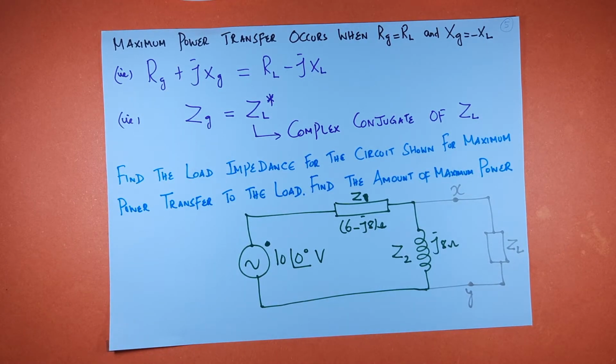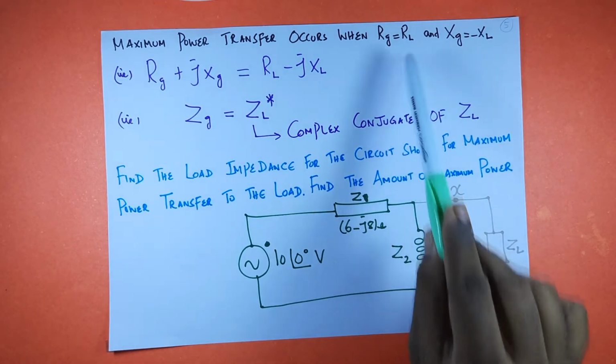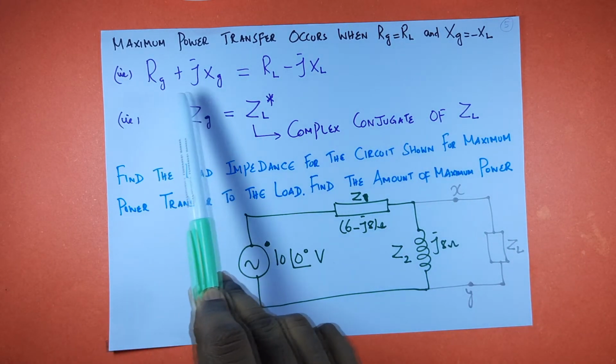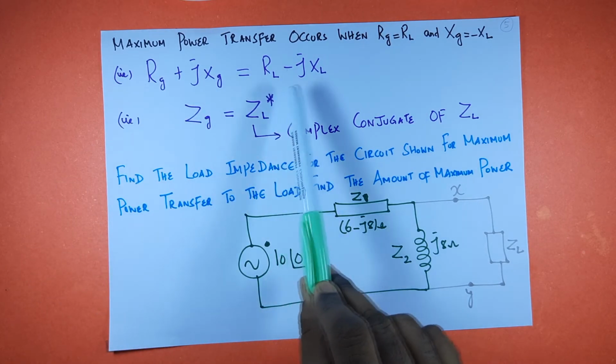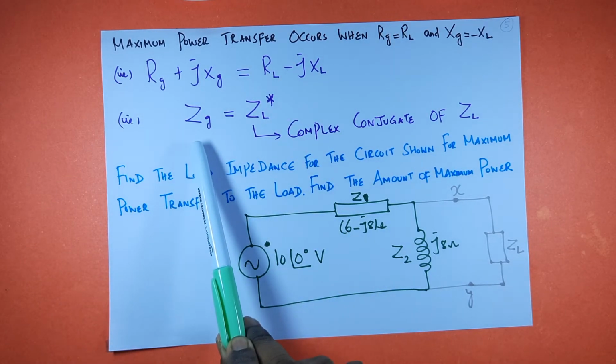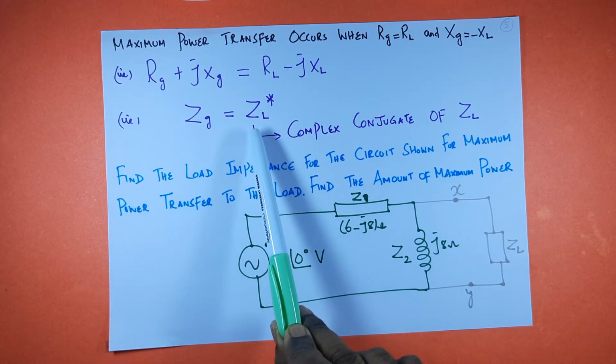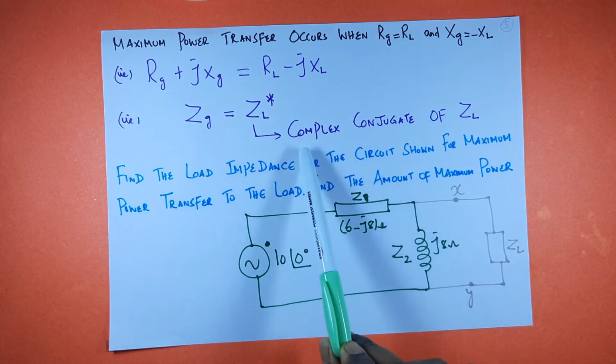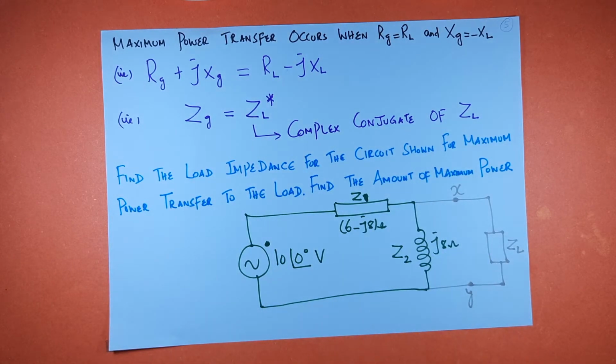So what we can conclude is, maximum power transfer occurs when Rg equal to RL and Xg equal to minus XL. That is, Rg plus jXg equal to RL minus jXL. That is, Zg equal to ZL star. So this star represents a complex conjugate of ZL, right? That star we are representing as a complex conjugate.